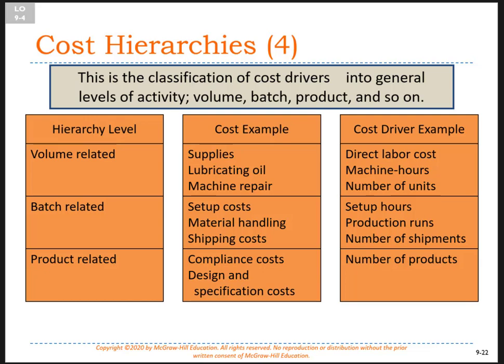So if you think about Ford making Mustangs and F-150s, those are different products. That's a product related scenario, not how many trucks we made or how many Mustangs we made, but how many different products. That's where the design comes in, and compliance costs. So any new product is going to require new designs, new compliance costs, that sort of thing. So those overhead costs, the more complexity we have in terms of number of products, the more of these product related overhead costs we're going to have.